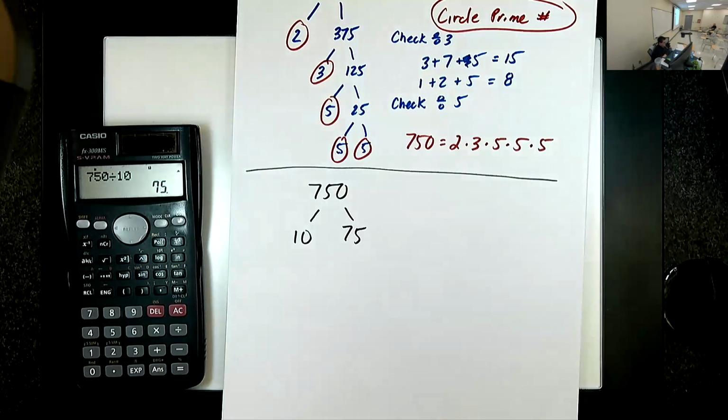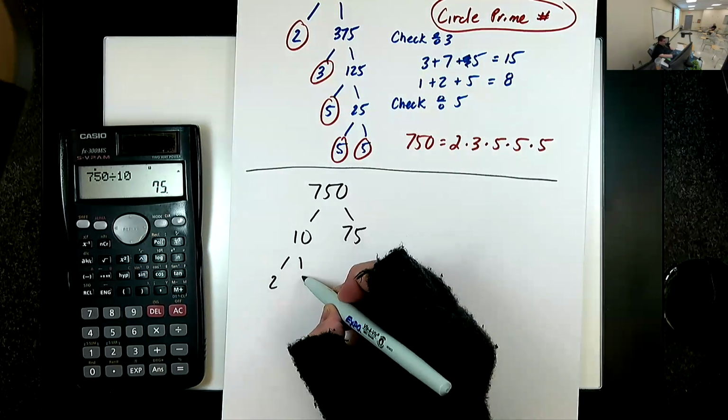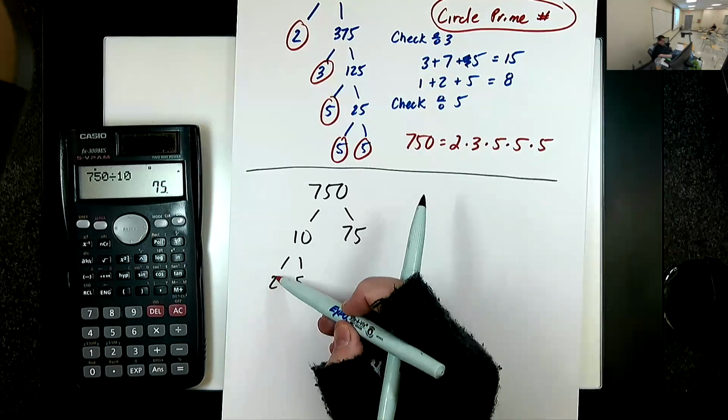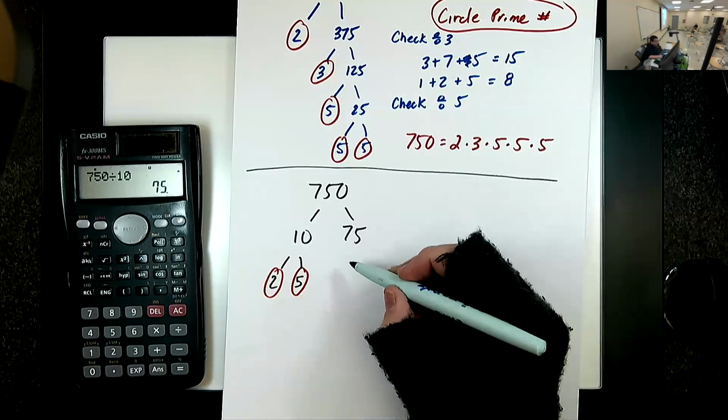I like this because I know 10 is 2 times 5. I hope everyone in here knows that. If not, I recommend brushing up on your multiplication table. It can't hurt. You do it enough in real life that it's useful. Now, 75, we already did the factoring for it. We showed this was 3 times 25.